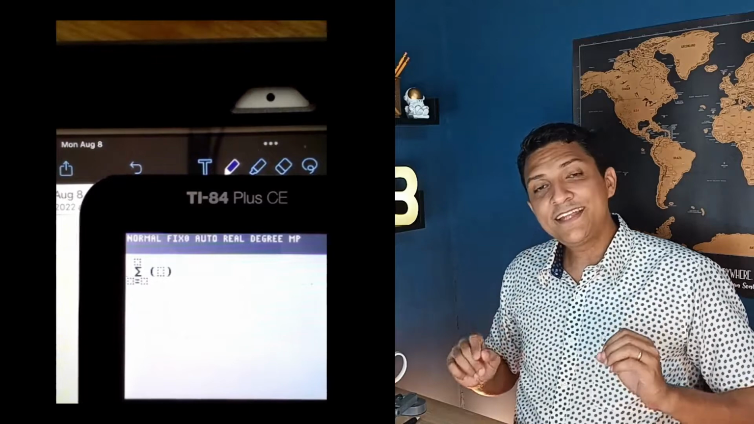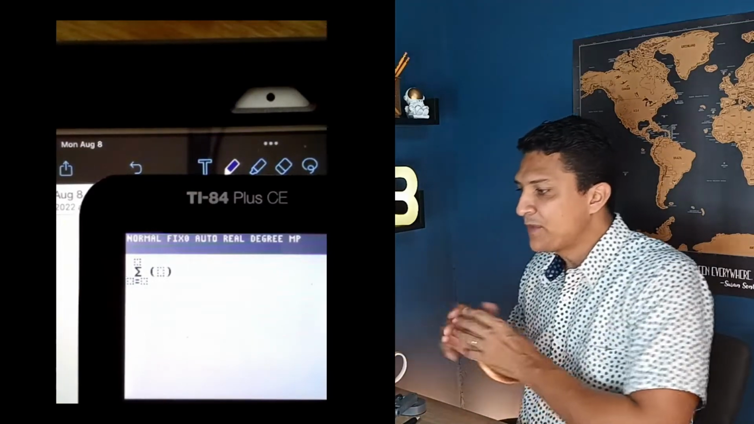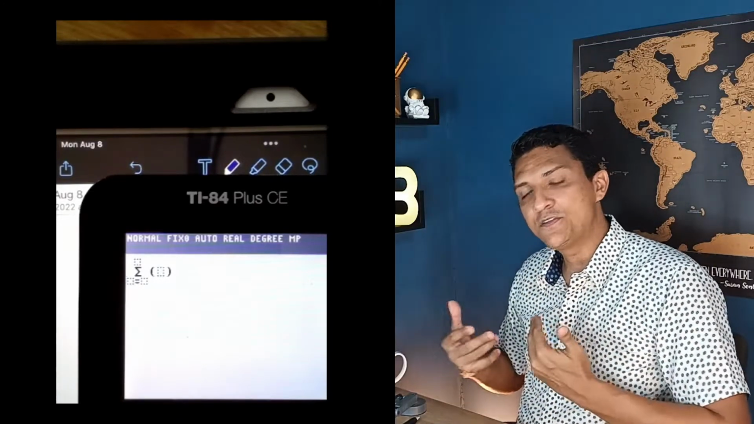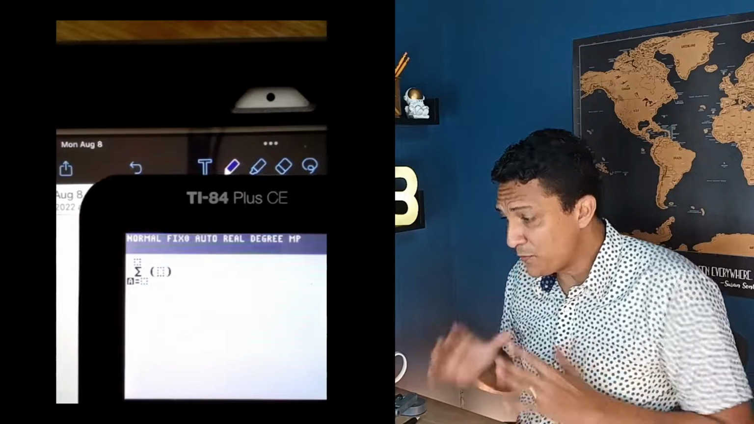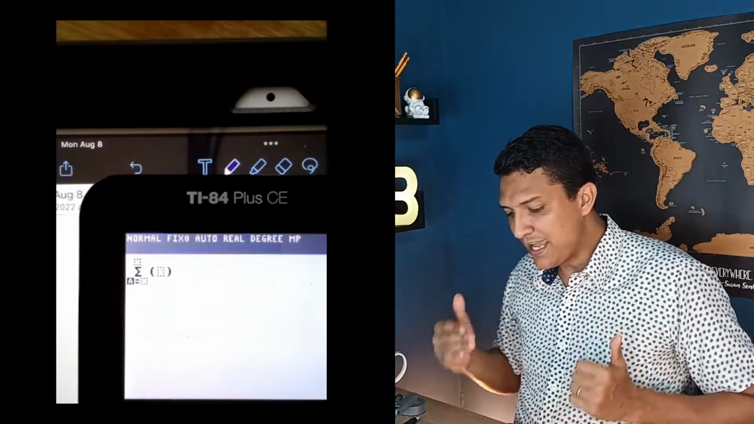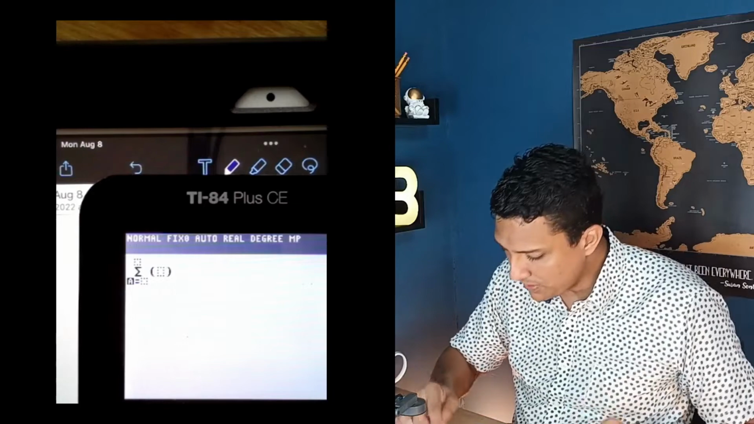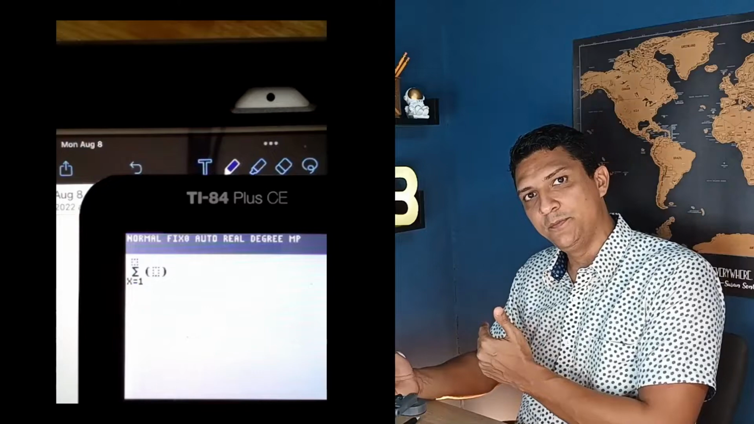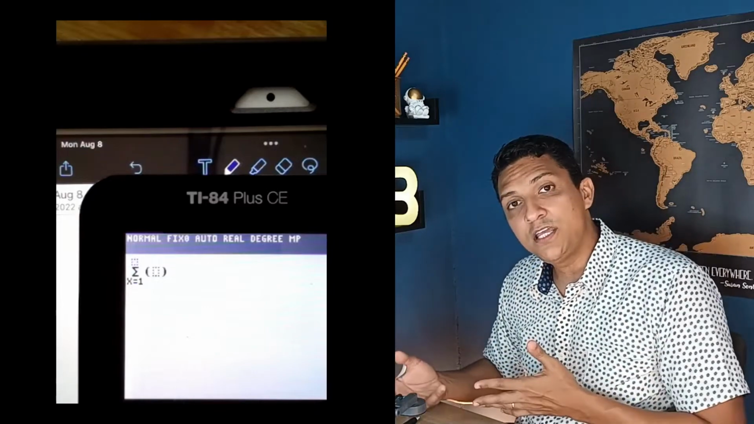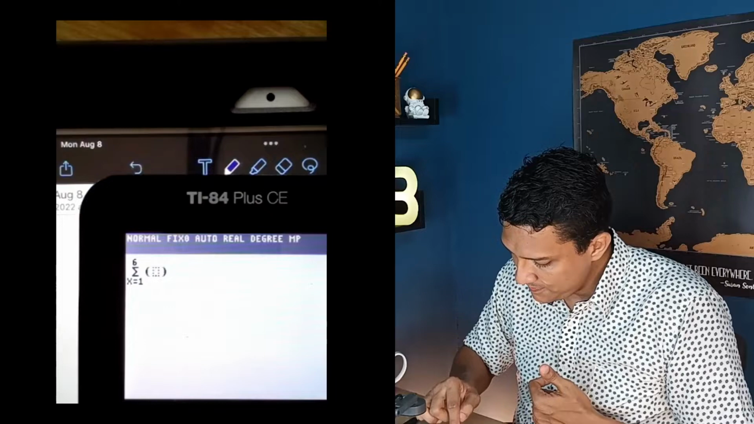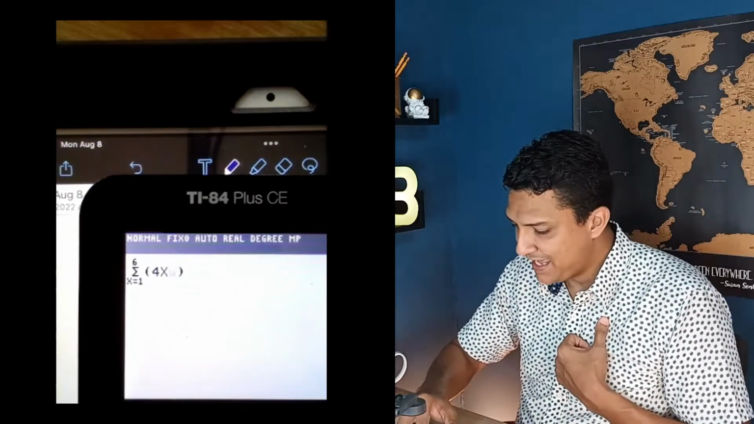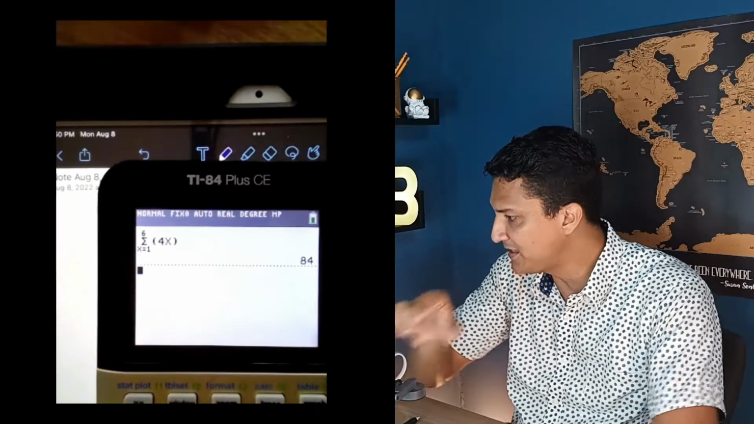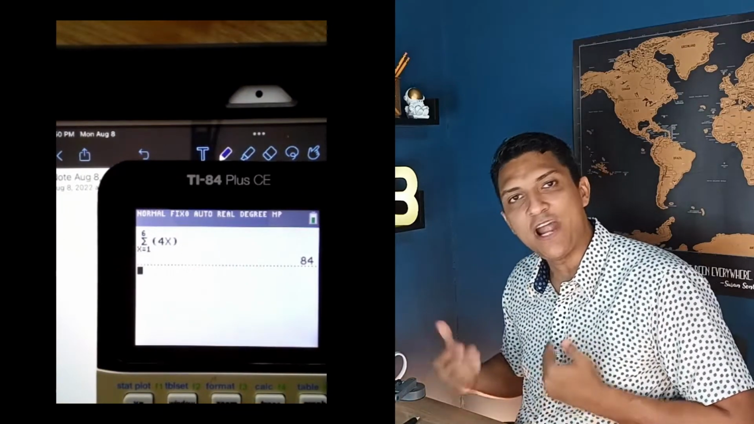Okay, so notice that the calculator already has the sigma symbol there, and I just need to input the values that I'm going to use. In this case, remember that the TI calculators use X instead of N. So I'm going to press X equals 1, and notice that I'm just substituting the different values that are given in the problem. And then here the expression 4x, and I'm going to press enter. I'm going to zoom out a little bit so you can see the answer. Notice that the calculator immediately gave me 84 as the answer.